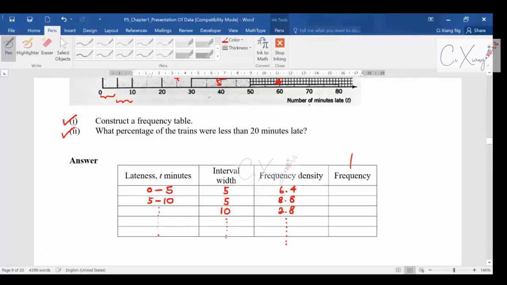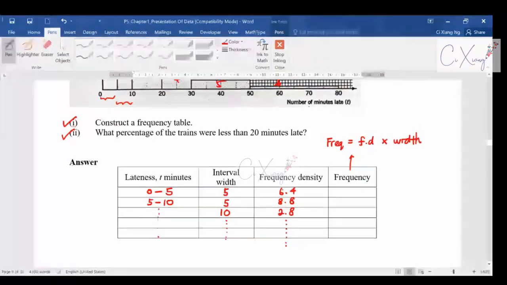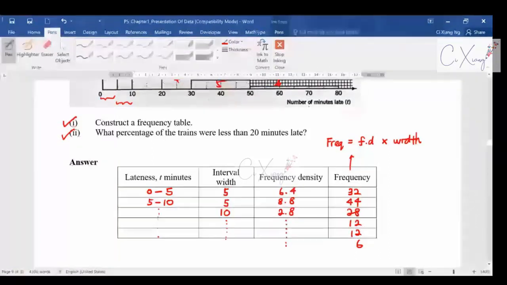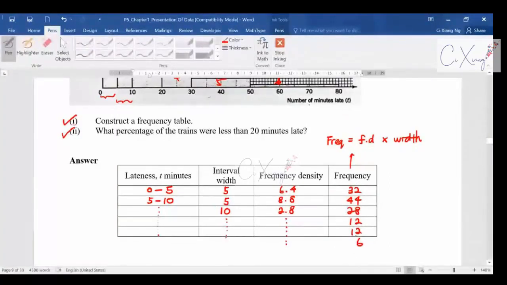To get the frequency, the formula is frequency density multiplied by the width. For example, the first frequency is 6.4 multiplied by 5, and therefore you get 32 for the first class. The second one is 44. The third one is 28, then 12, then 12, and then 6. These are the answers that you should get. If you didn't get the frequencies as shown here, that means something is wrong in your calculation, so please double check. This is how you can check whether your answer is correct or not.